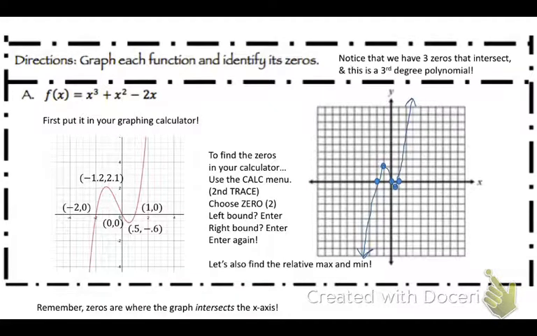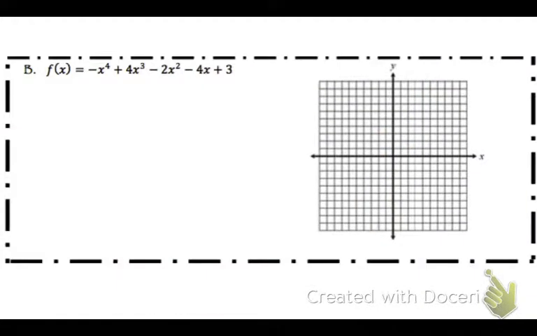Okay? Notice that we have 3 zeros that intersect, and this is a third degree polynomial, so it's an odd polynomial. We have 3 zeros, so it's right. Okay? Let's do this next one.